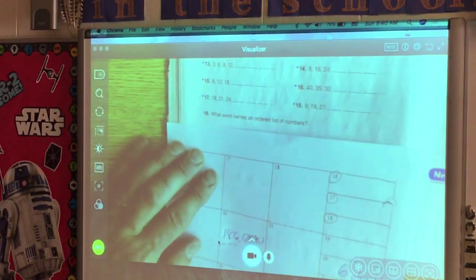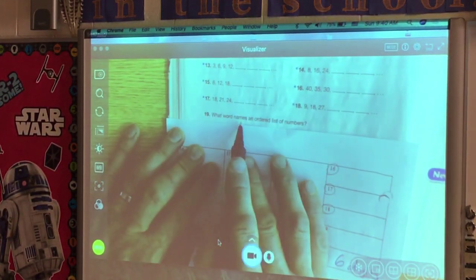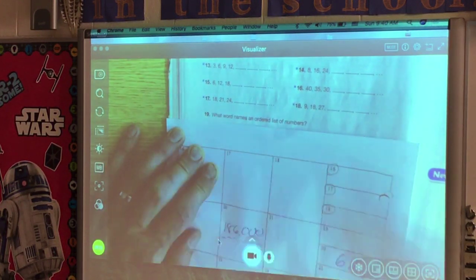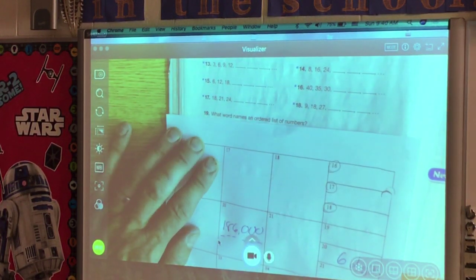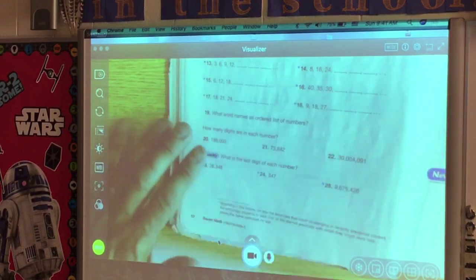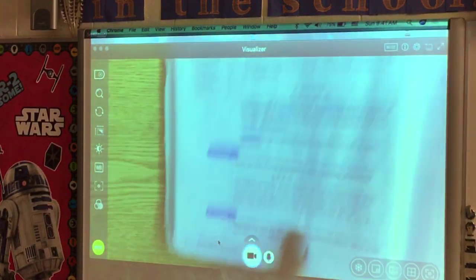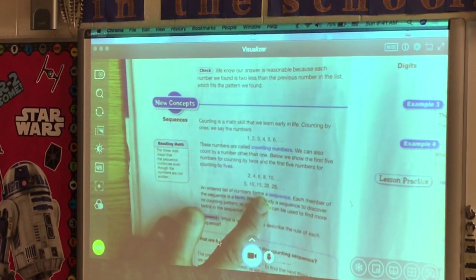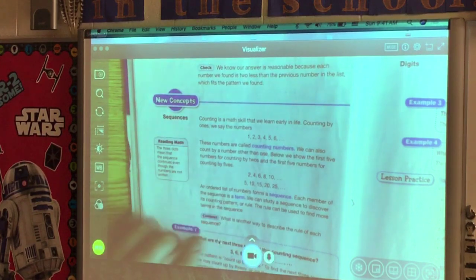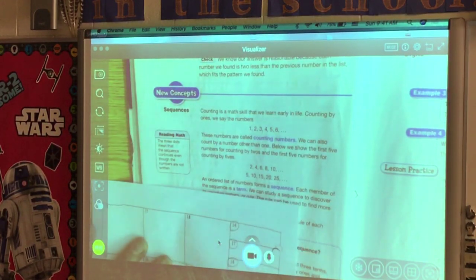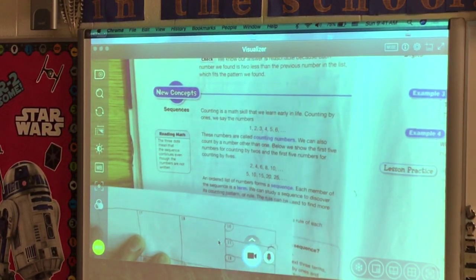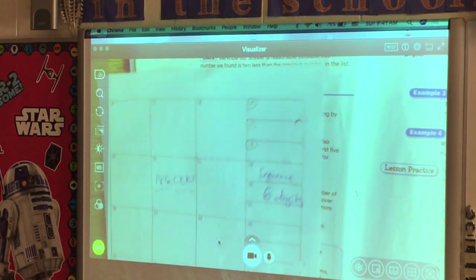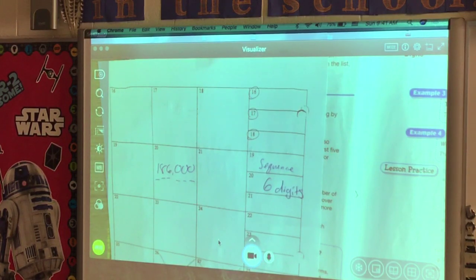Sneak back to number 19. What word names the ordered list of numbers? And what the whole lesson was about, that is a what class? Oh, not sure. No problem. Go back here. Look at all the blue words. The ordered list of numbers forms a sequence. Make sure you spell it correctly. Number 19. Sequence.